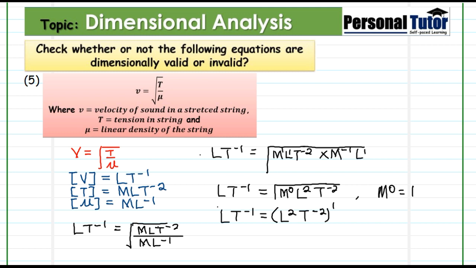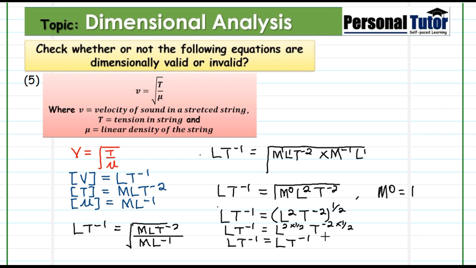all to the power half. This is mathematics. The square root of a number is the same as the number to the power half. This half multiplies the power of each term here, that will be LT to the power negative 1 equals L to the power 2 times half, T to the power minus 2 also times half. So LT to the power negative 1. Now 2 times half is 1. Then negative 2 times half is negative 1.